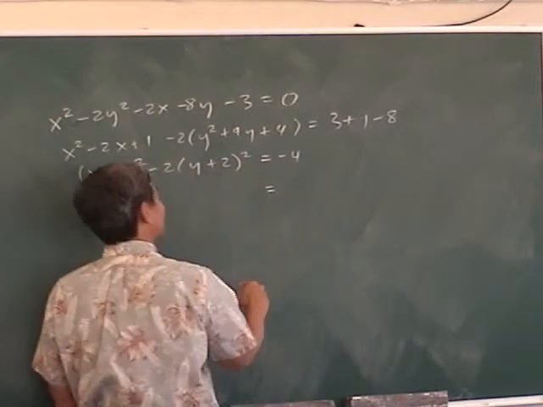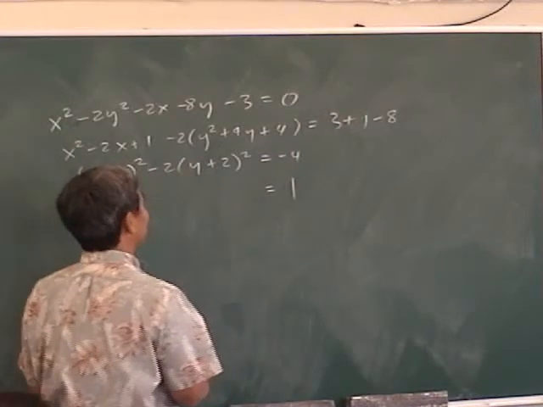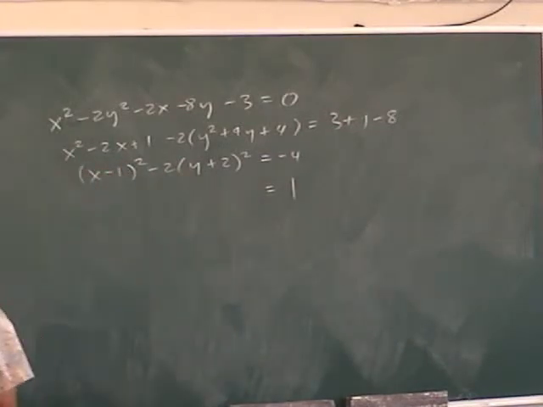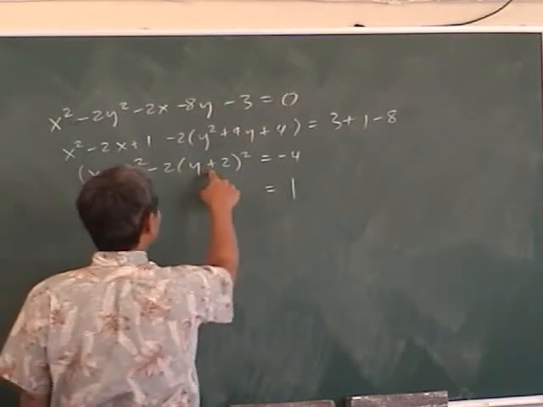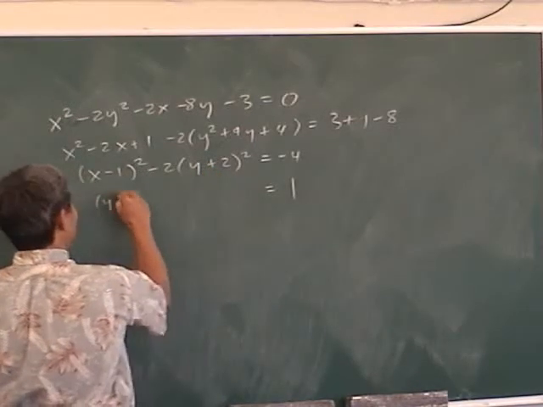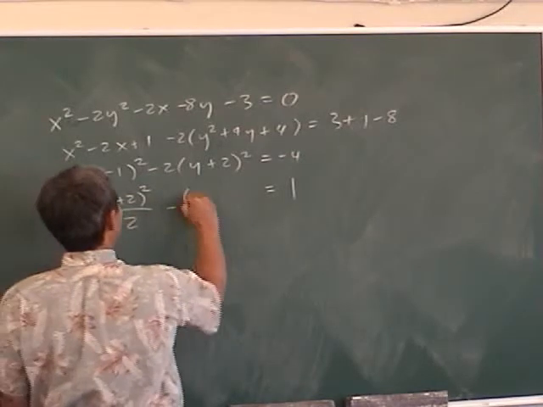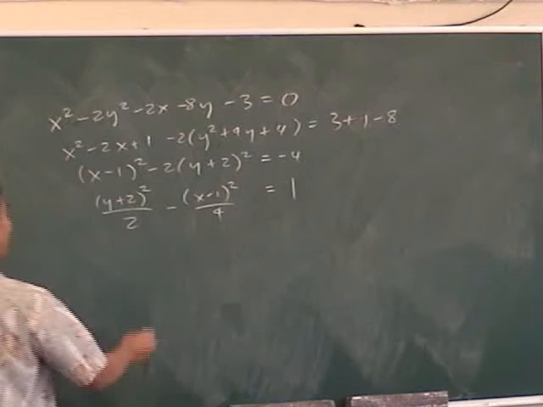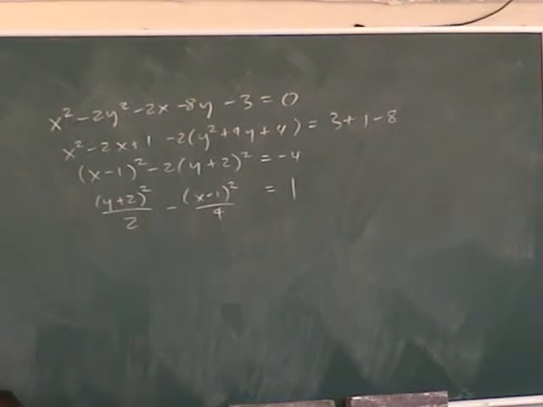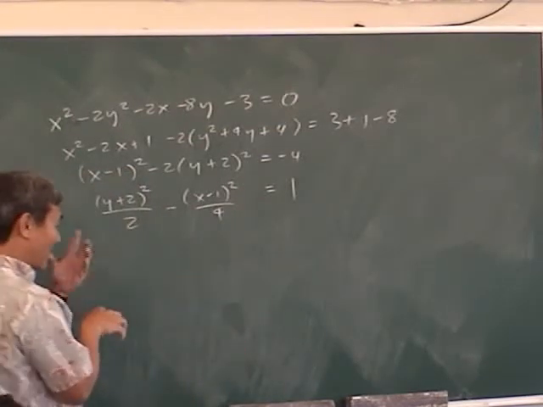Now, in order to make this standard form, this has to be 1. So what do I do? No, you divide by -4, which means this is going to become the positive term. So y plus 2 squared over 2 minus x minus 1 squared over... oh, this is ugly. I can tell already this is ugly. But that's okay, we're going to go with it. So is this a left-right hyperbola or an up and down one?